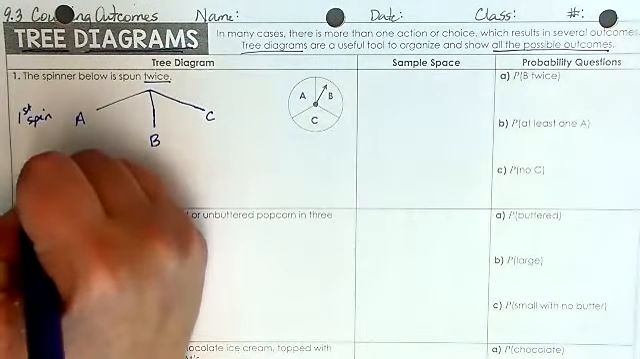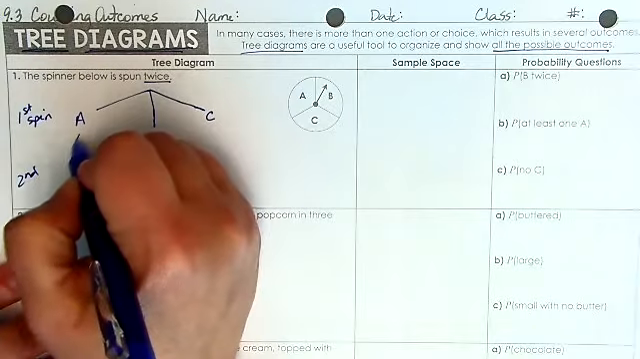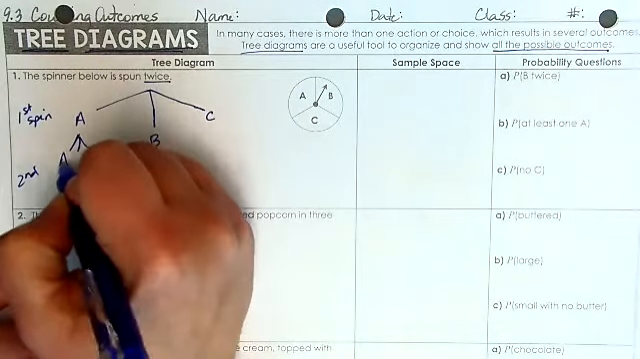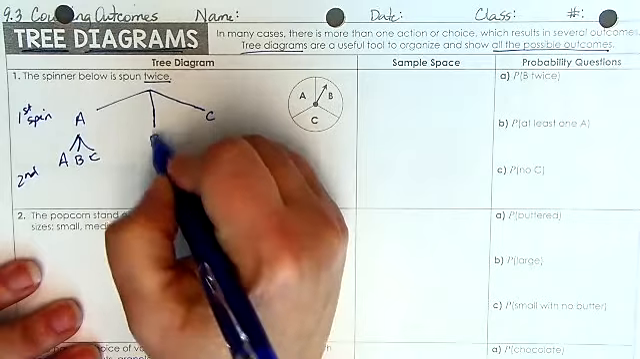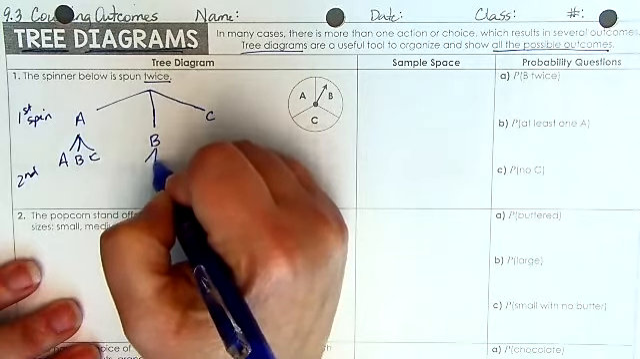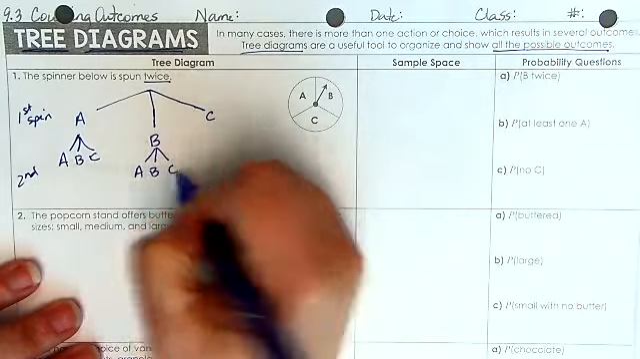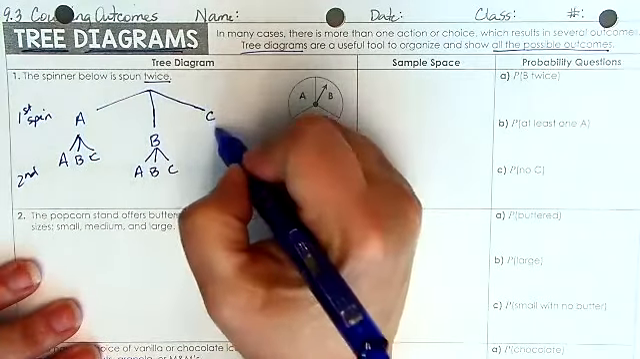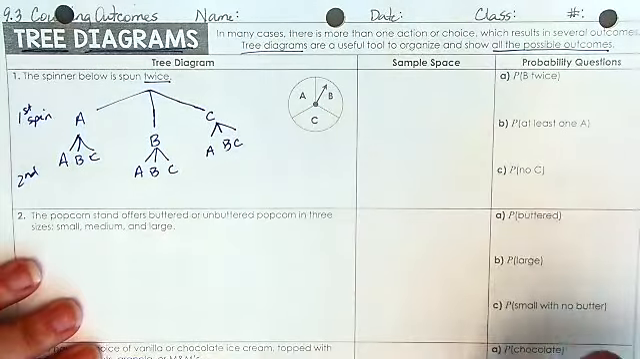Okay, second spin, that means I'm going to branch off from each one. So from here, I can do A, B, C. After I land on B the first time, because I'm spinning again, this same thing, I get A, B, C. After I spin the first time, on the second time around, I can get A, B, C.